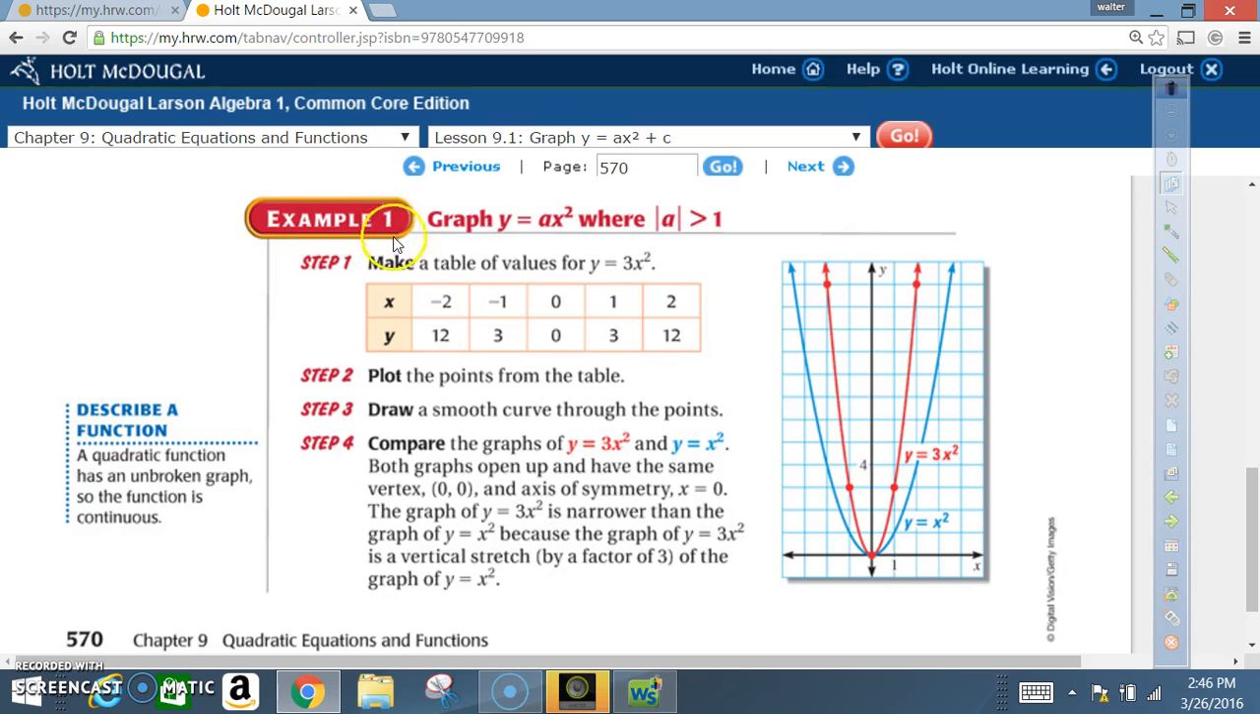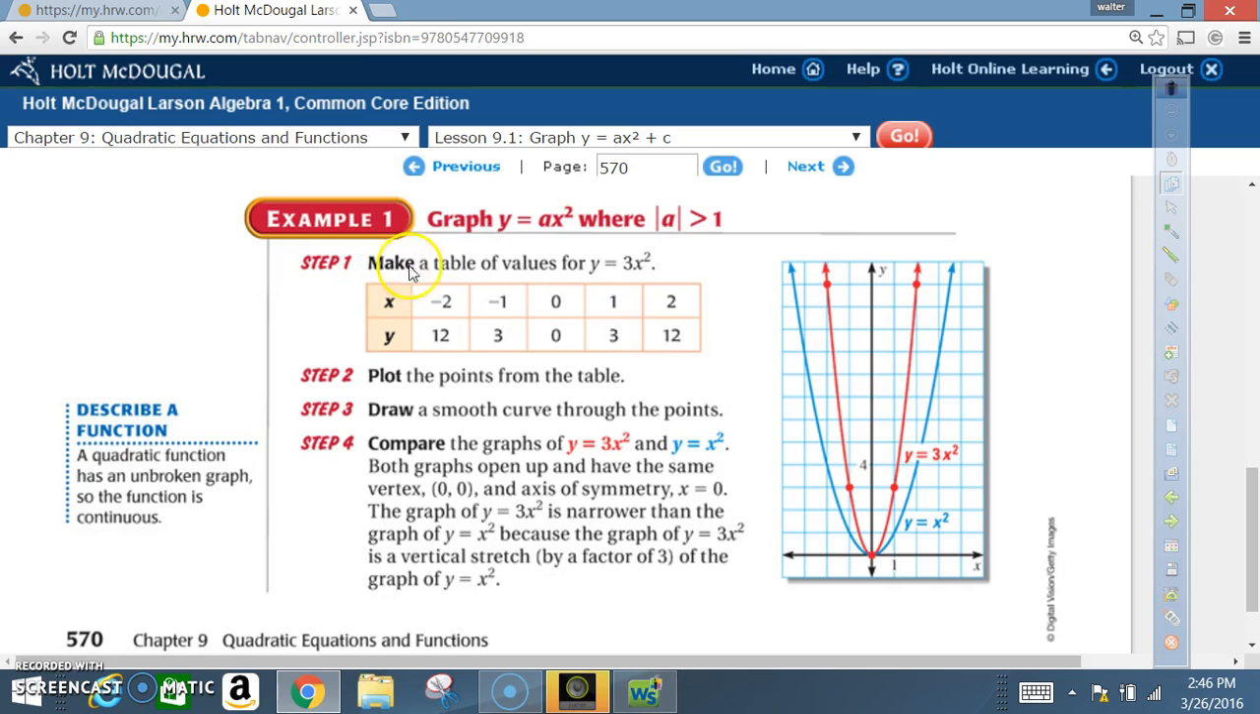Okay, let's look at example one. Graph y is equal to ax squared, where the absolute value of a is greater than 1. In other words, a is positive in this case.